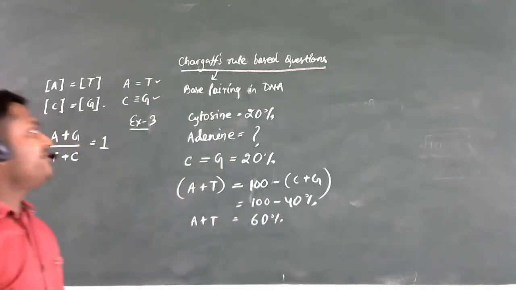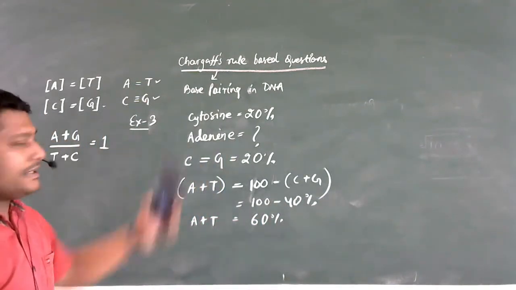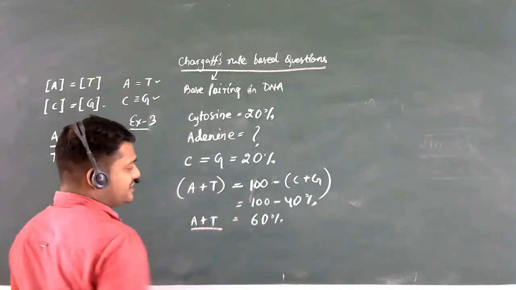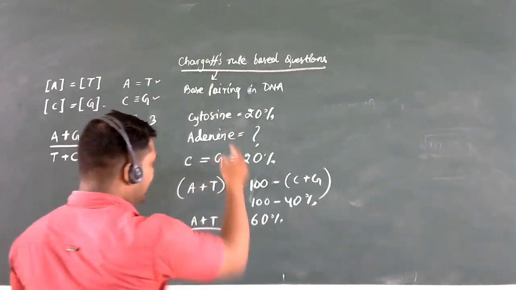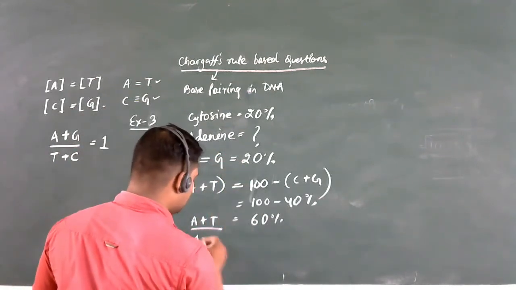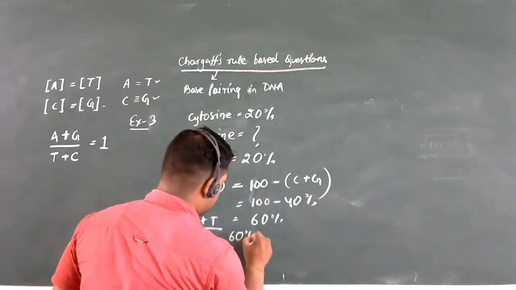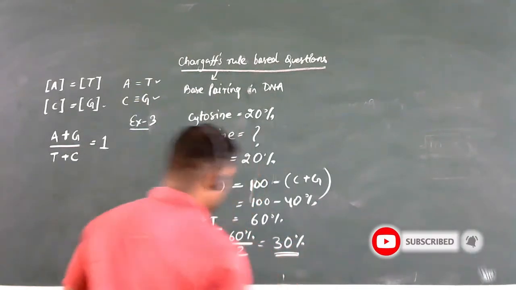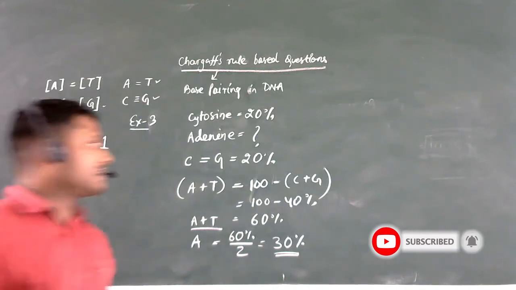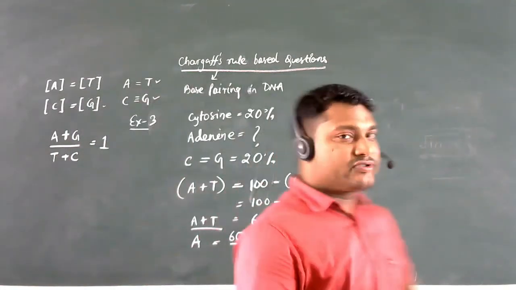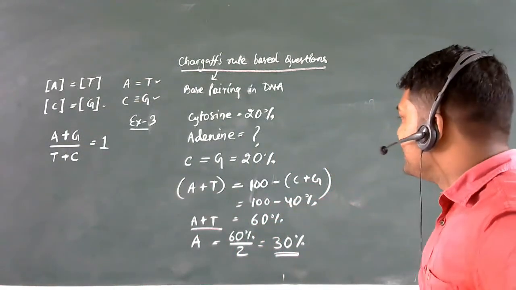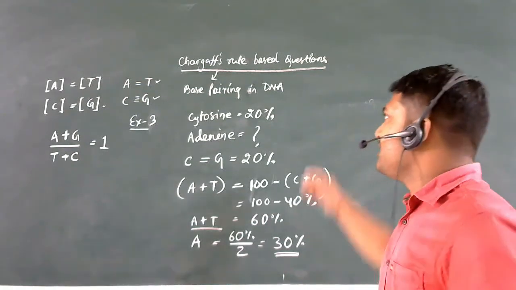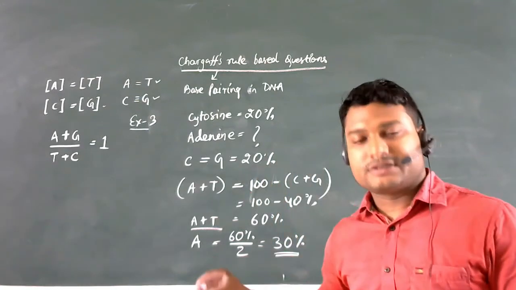And now we have to find the value of adenine, right? When we say adenine, it is going to be half of this A plus T value. So the adenine percentage is going to be 60% by 2, that is 30%. So the amount of adenine in this particular scenario with 20% cytosine in a DNA segment is 30%. That is how you solve a simple question based on Chargaff's law.